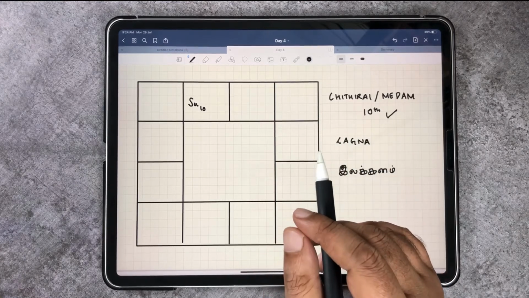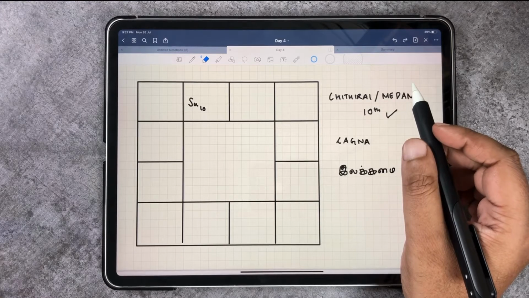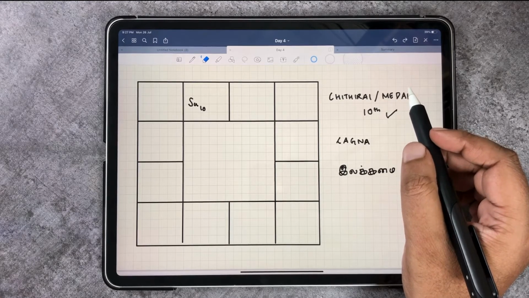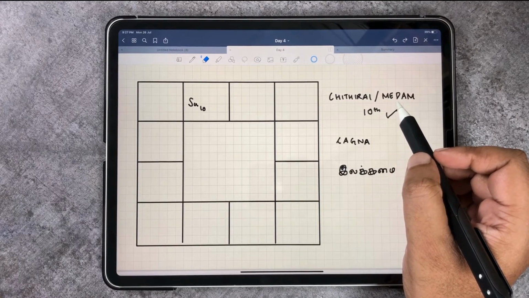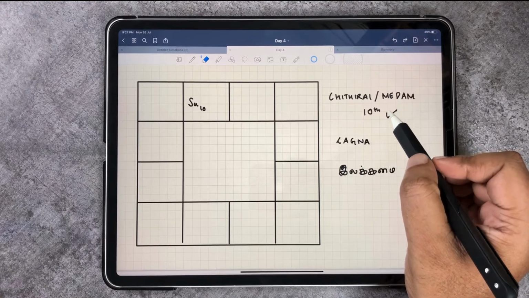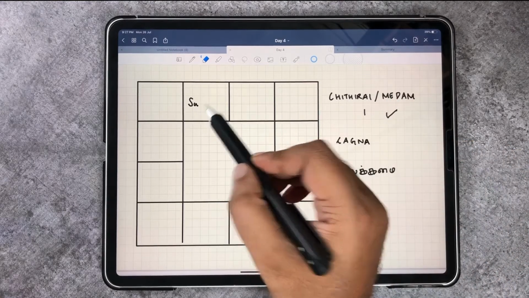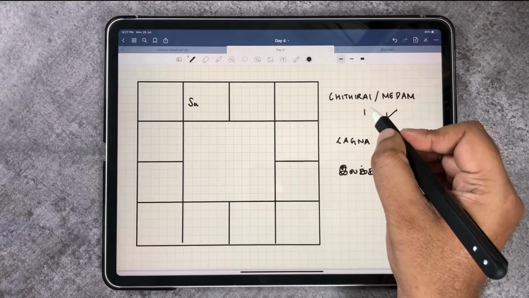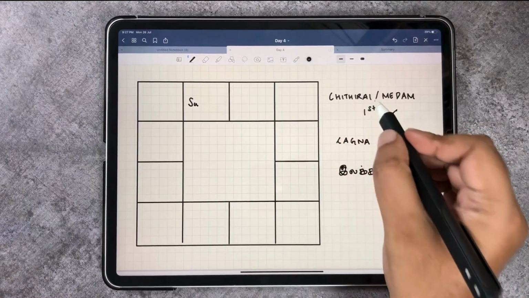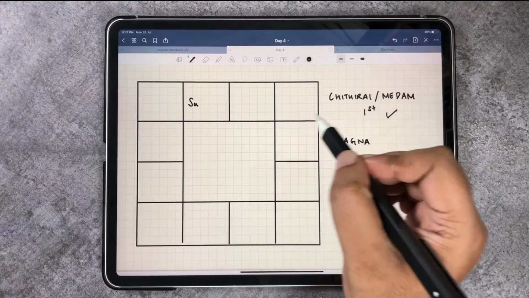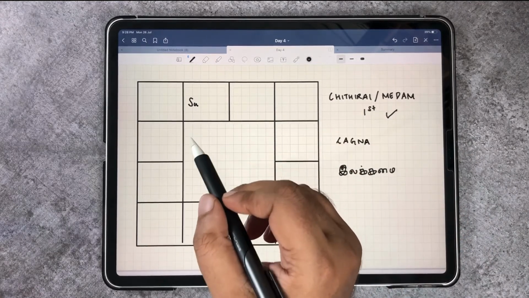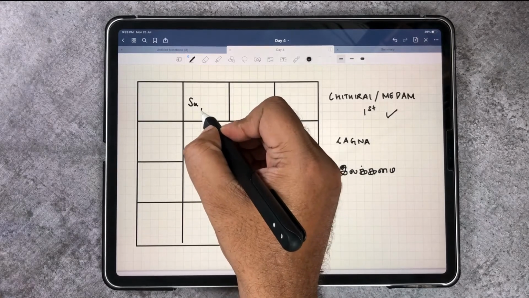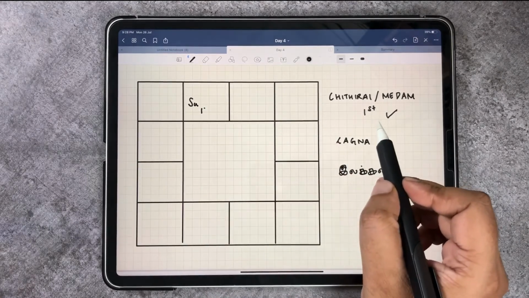Now let me make a small change here to explain the concept of Lagna a little more clearly. Let's say a child is born on the first of the month of Chittirai, or the first of the month of Medam. So where would the sun be? The sun would be in the same Mesha Rashi. In what degree would the sun be? The sun would be in the first degree, right? Because the date is the first.